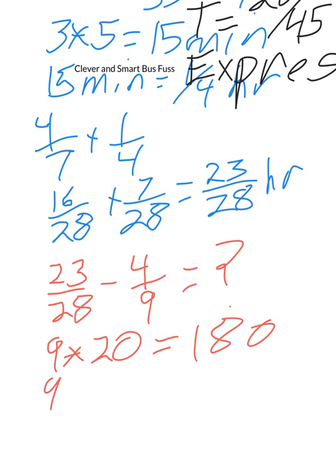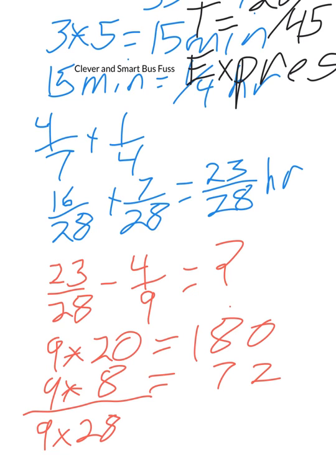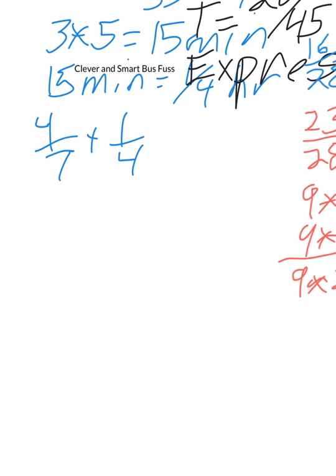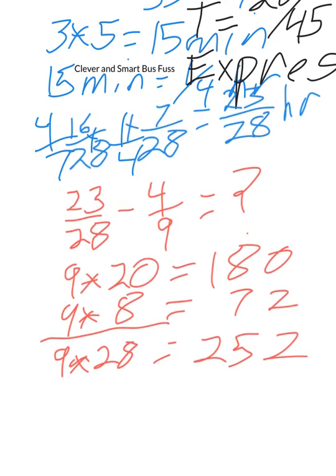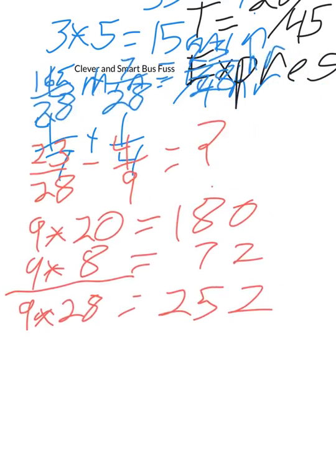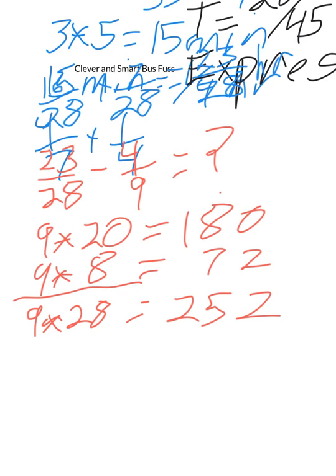9 times 8 is equal to 72. And so 9 times 28 is equal to 252. So there, I got that. So let's just move that little work off to the side. Let's do a couple more, since we've got to do a couple more.